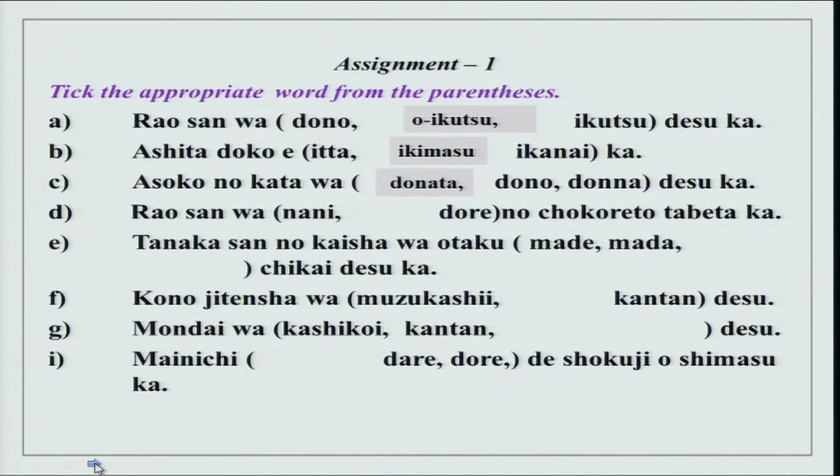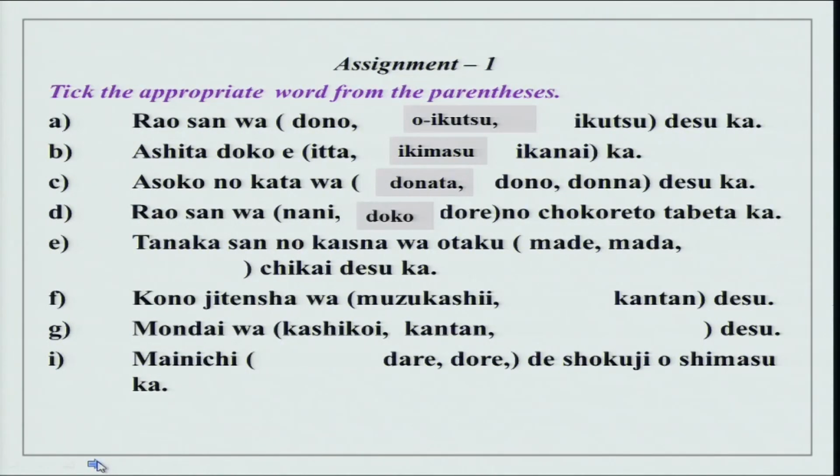Then, asoko no kata wa donata desu ka? You could also use dare over here, but donata again is polite, because kata is here. Kata is again polite for hito. So, asoko no kata wa donata desu ka? And you could also add sama over here after donata. That would make it even more polite and teine.